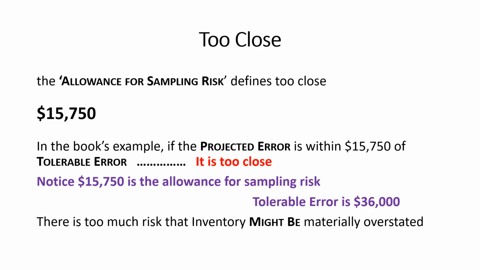On page 251, they tell us that the allowance for sampling risk, whatever that is, is $15,750. That is too close. In the book's example, if the projected error is within $15,750 of tolerable error, it's too close to tolerable error. Notice $15,750 is the allowance for sampling risk. The tolerable error is $36,000. Keep those two separate.